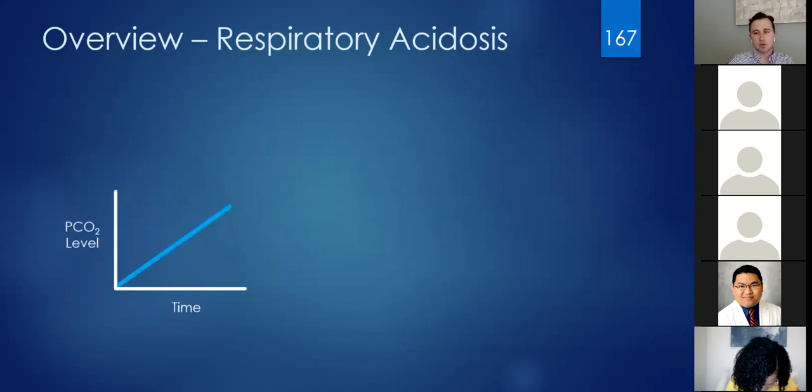And this should make sense when we look at these graphs. Respiratory acidosis is essentially just hypoventilation. And as the lungs fail over time, your PCO2 levels will rise, right?